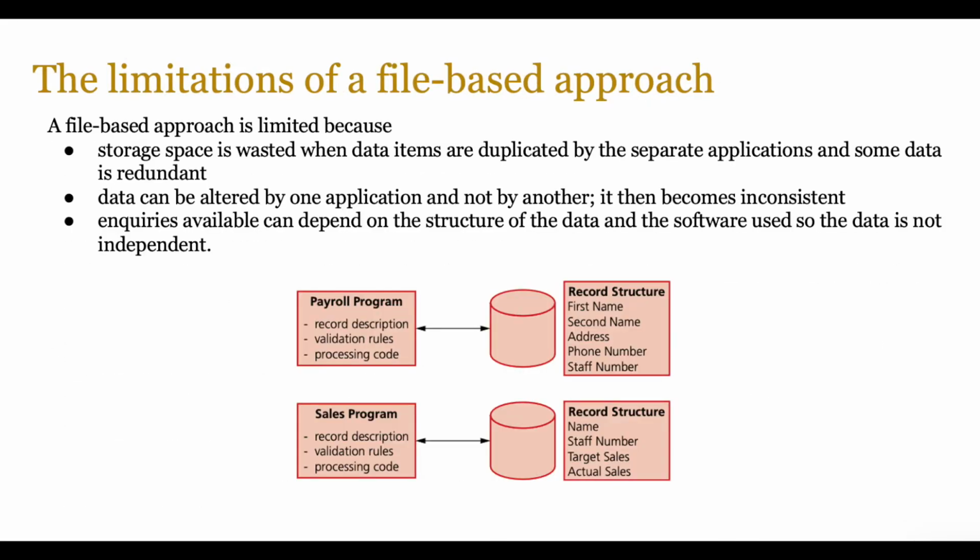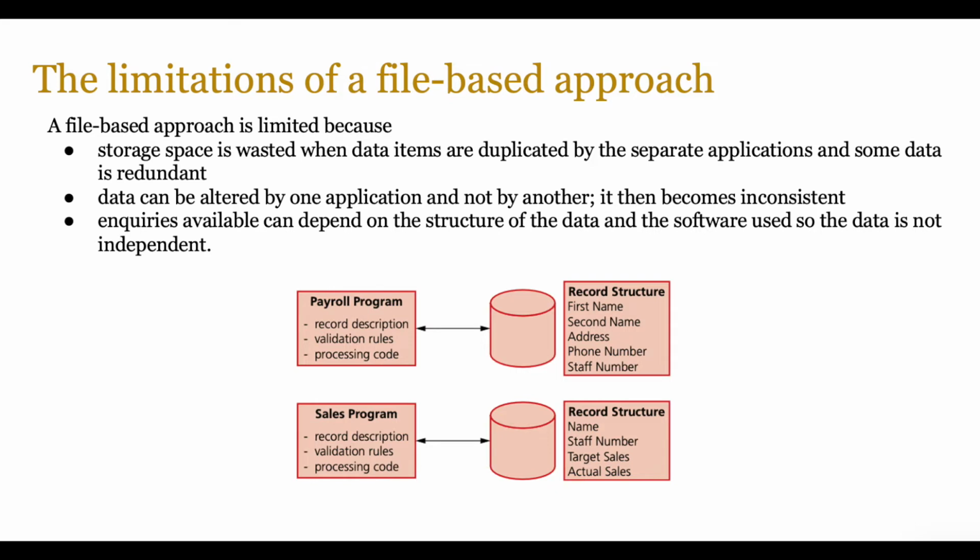So the file-based approach is limited because storage space is wasted when data items are duplicated by separate applications, and then some data ends up becoming redundant. Data can be altered by one application and not by another. It then becomes inconsistent. And inquiries available can depend on the structure of the data and the software used. So the data is not independent in that case. So when you're searching for it, for example.